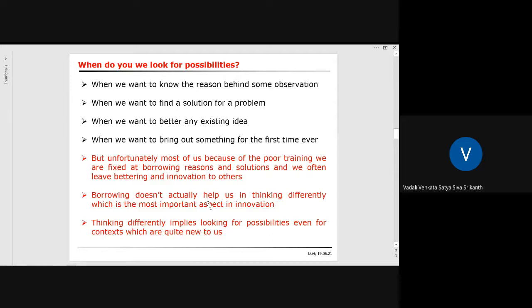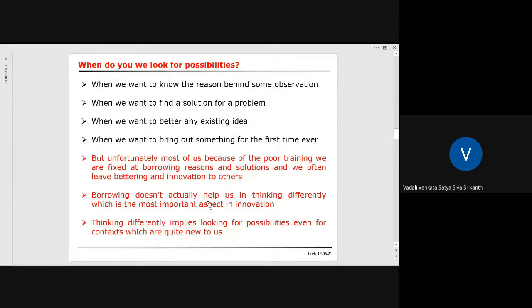Let us say there is a problem at hand with respect to forensic science. But you are a painter, and forensic science is quite new. But you can still apply your mind and look for possibilities. That is what I mean when I say think differently. You might have studied physics, but with thinking differently, you may innovate something in economics.